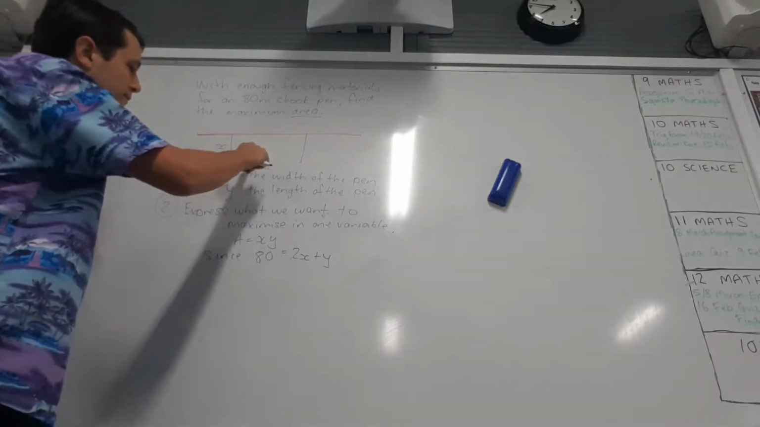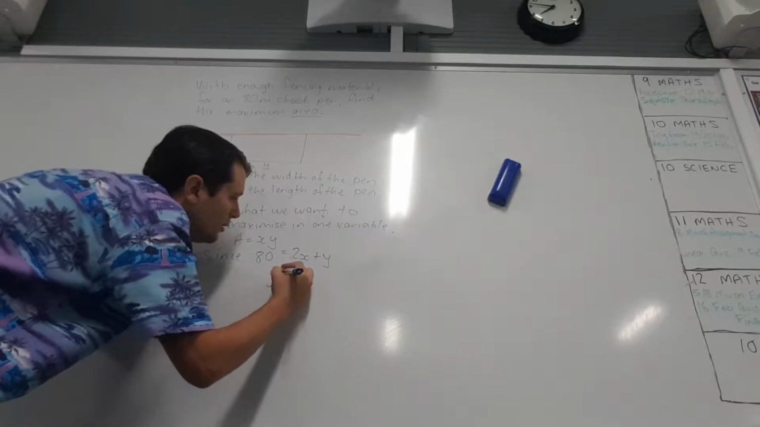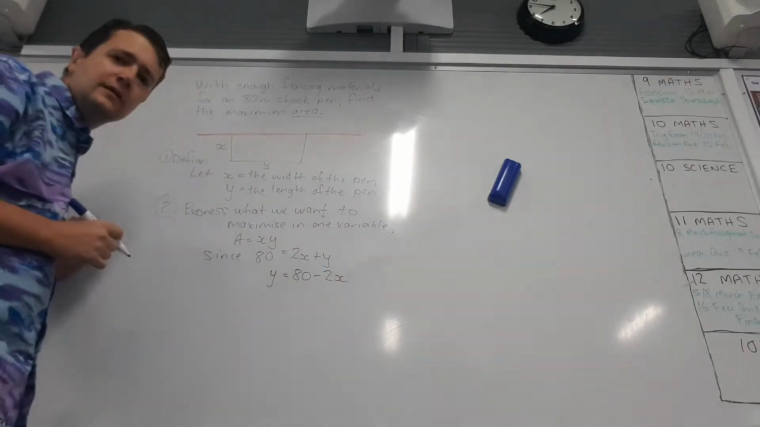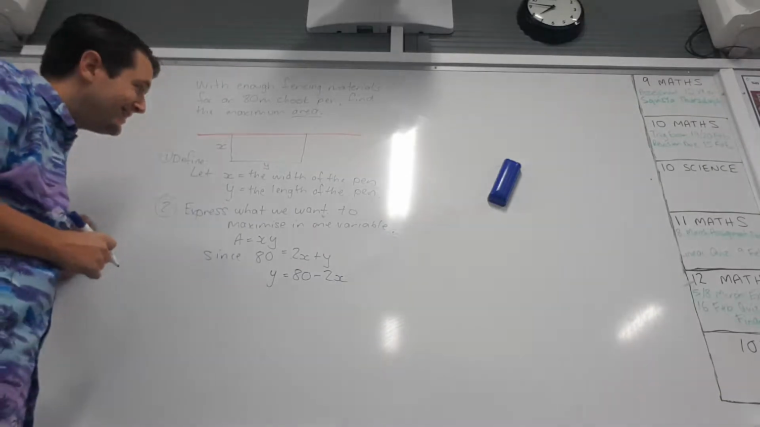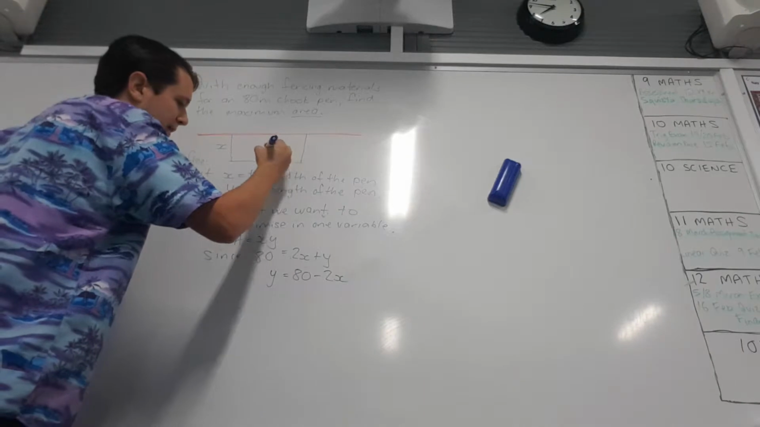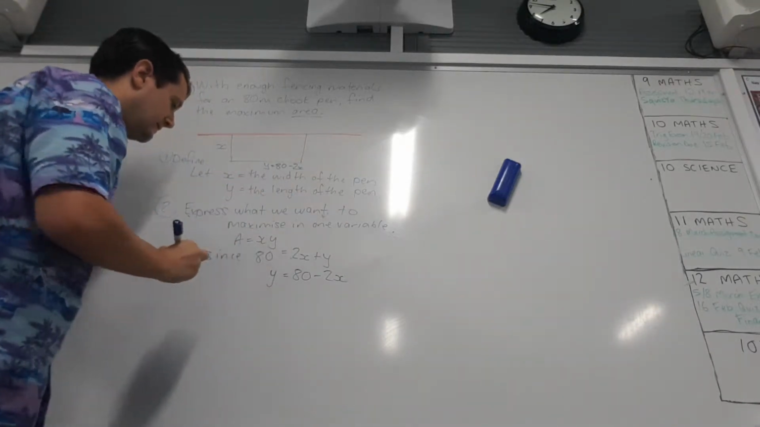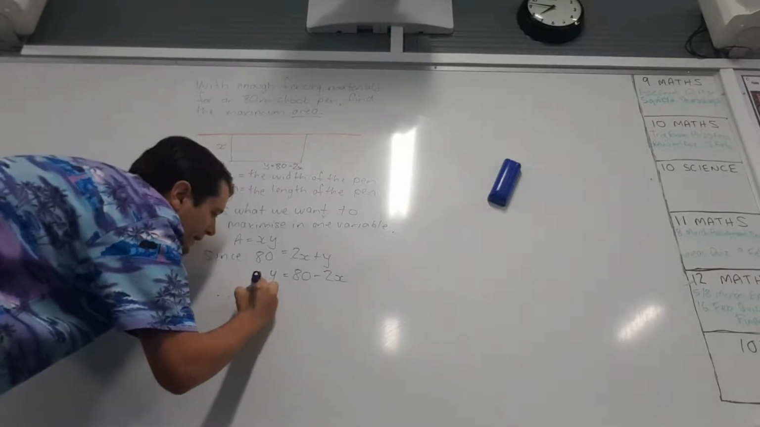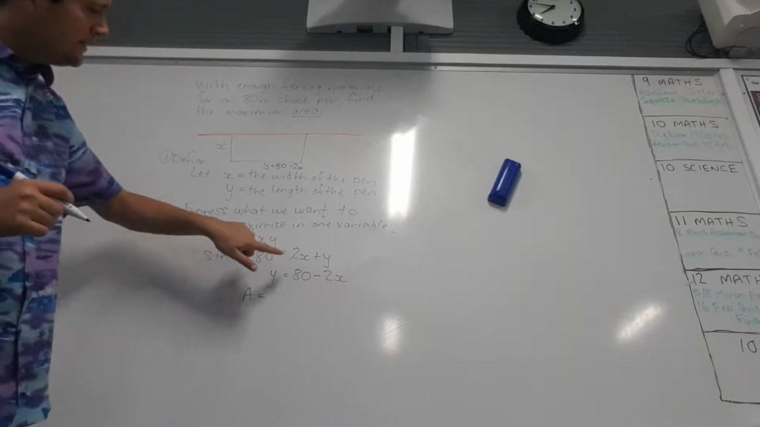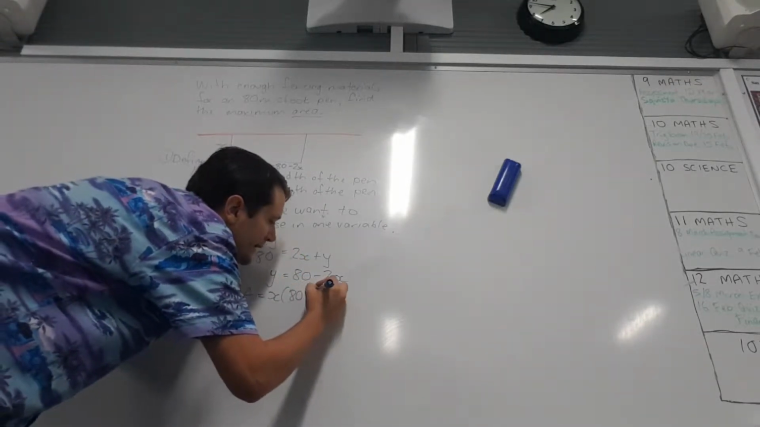I can now find an expression for y. Take 2x away from both sides, I'll be left with y is equal to 80 take 2x. Isn't that magnificent? So this here, instead of y, I could write it as 80 take away 2x. Therefore, area being x times y, it's going to be x times this expression. x, 80 take away 2x.